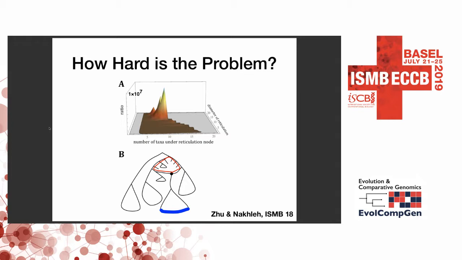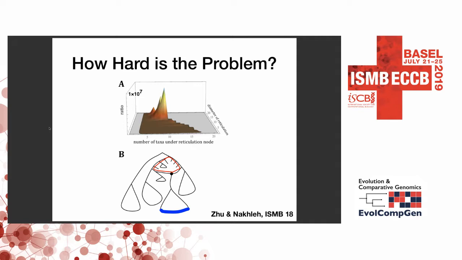What this figure shows is that the amount of time it takes to compute the likelihood of a network with one reticulation increases by 7 orders of magnitude over the calculation of a tree. So this is not a trivial problem. A network with one reticulation is just a tree plus one more edge, yes, it looks like that, but computationally the amount of computation can increase by 7 orders of magnitude for 20 taxa. This can get much, much worse if you have larger data sets.